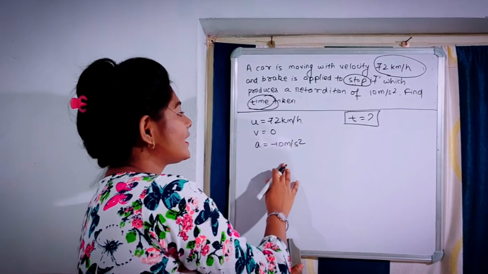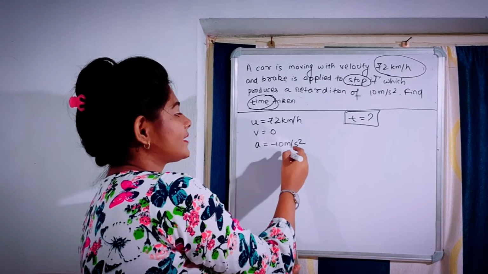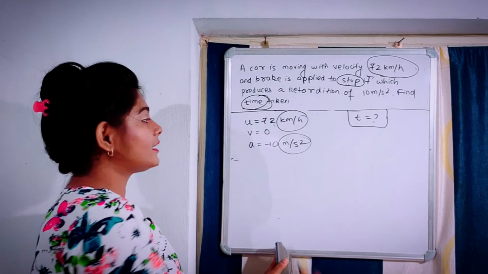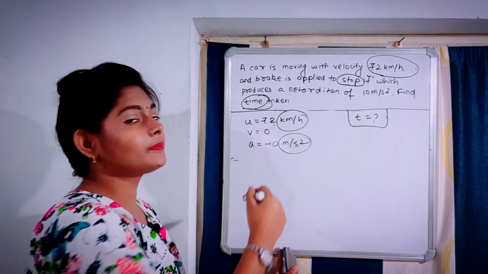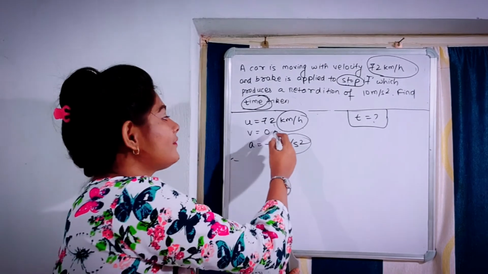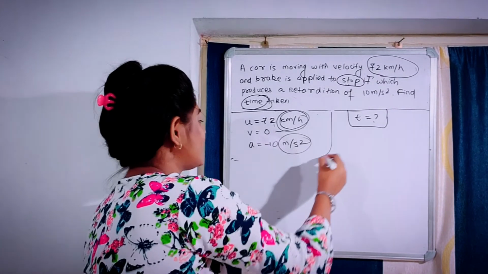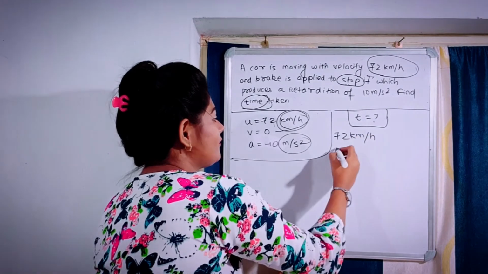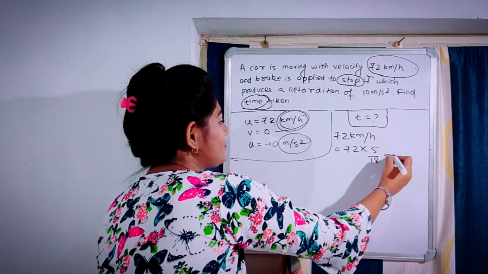If you can notice, u is given in kilometer per hour and a is given in meter per second square. So both the units are different. Now either we have to convert this meter per second square into kilometer per hour or this kilometer per hour into meter per second to find the right answer. Here we are going to convert this kilometer per hour into meter per second. So we will convert it here. 72 kilometer per hour is equal to 72 into 5 by 18 meter per second.